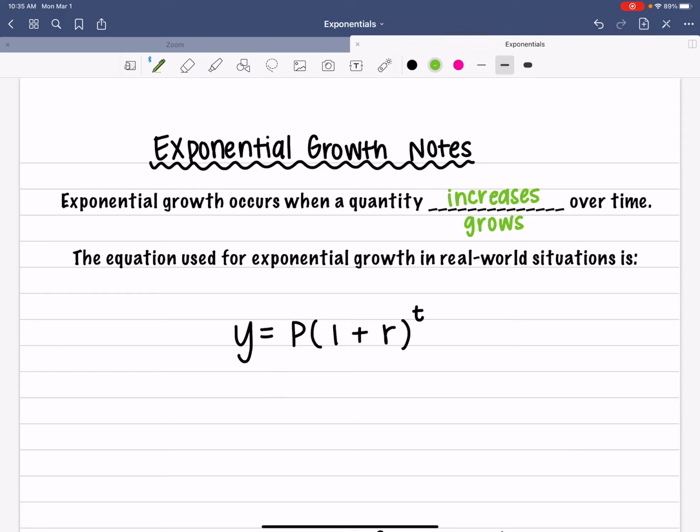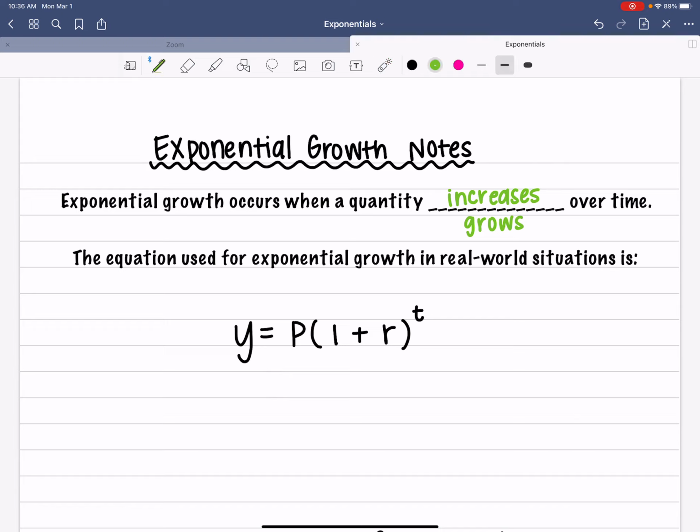This equation is used for exponential growth in real-world situations. So this equation, y equals p times 1 plus r raised to t, still represents an exponential function because we can still look at this as a times b to the power t, or x.